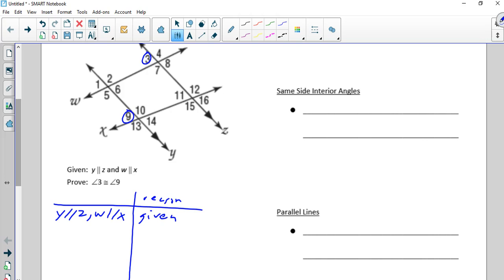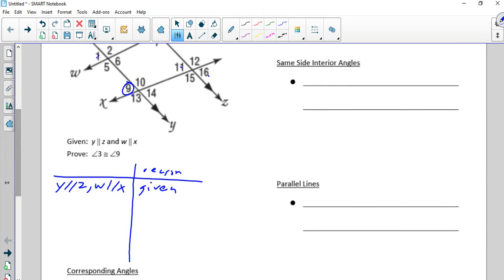So again, we can do a lot of things. We can go from 3 to 16 by alternate exterior, and 16 to 9 alternate exterior. We can go 3 to 11 corresponding, 11 to 9 corresponding. We can go 3 to 1 corresponding, 1 to 9. It makes no difference. You have options.